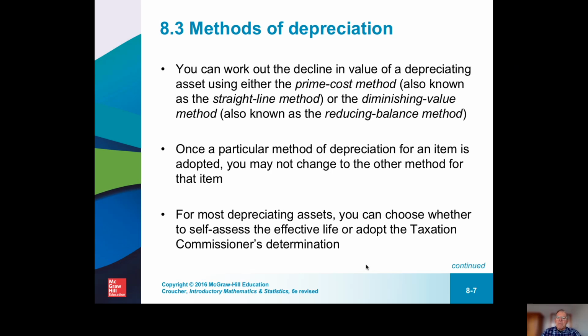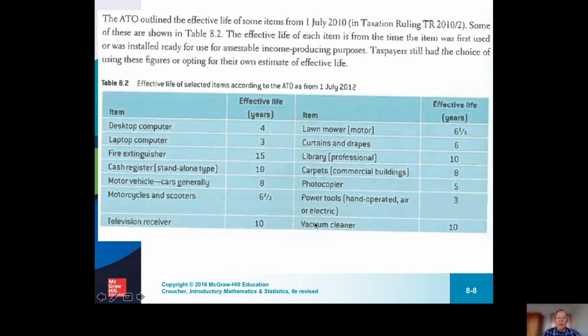A couple of other methods that we'll look at is the prime cost method or straight line method, and we'll also then be looking at the diminishing value method or reducing balance method. Same thing there. You can choose which method you would like to apply as long as you're consistent. Once you've made that choice, stick with it.